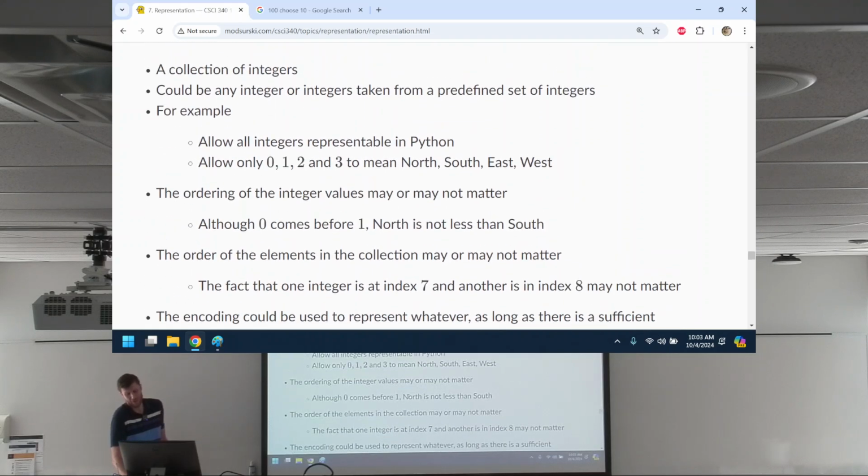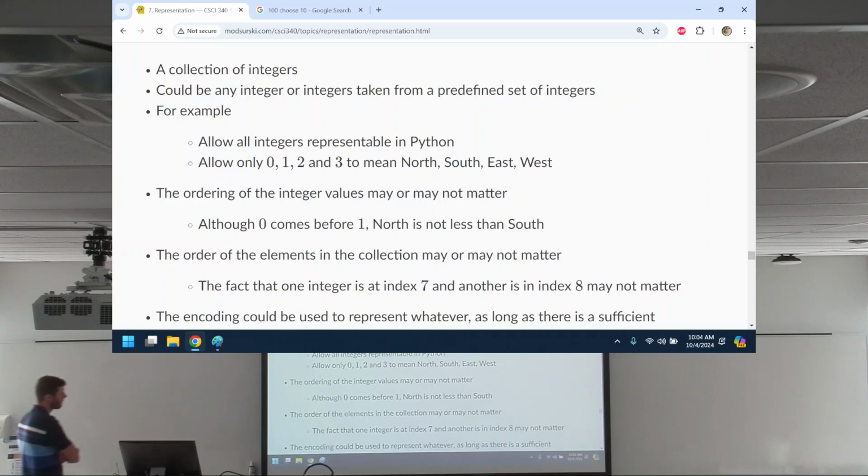Then we have integer representations. This would be a collection of integers. And we talked about some of these examples, like TSP. We did end up with a permutation representation, but we could have used an integer representation. We could have used an integer representation for the n queens too, but in the end we decided on a permutation.